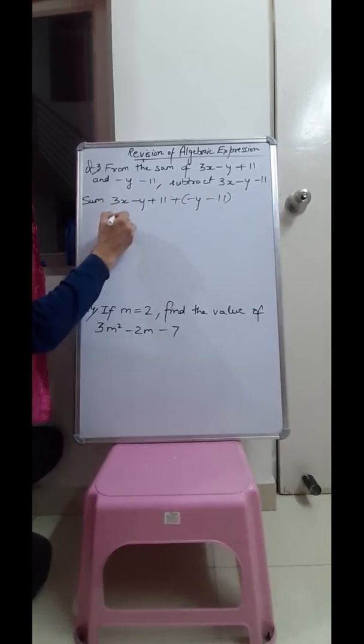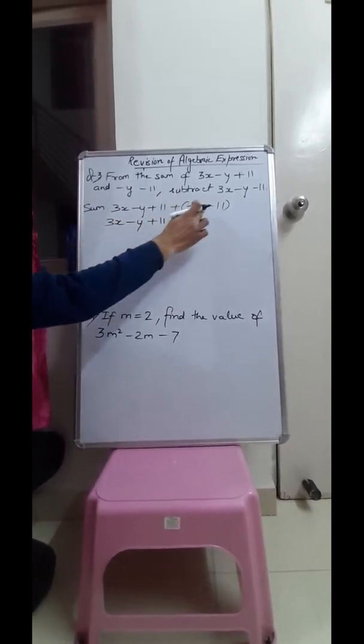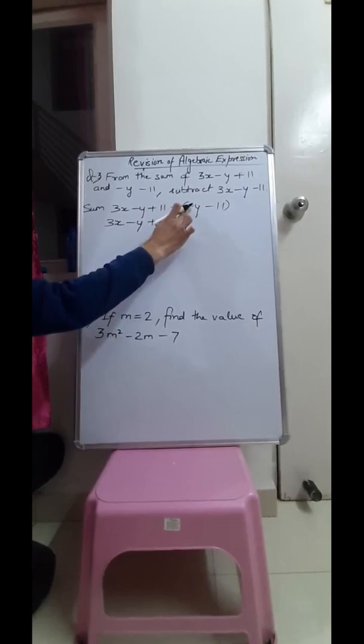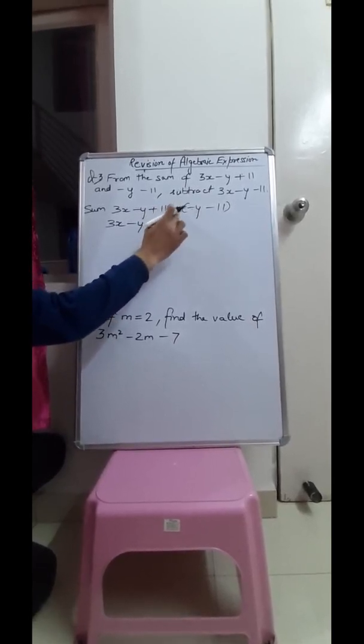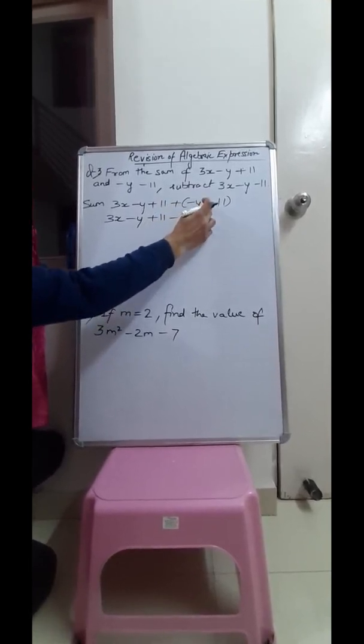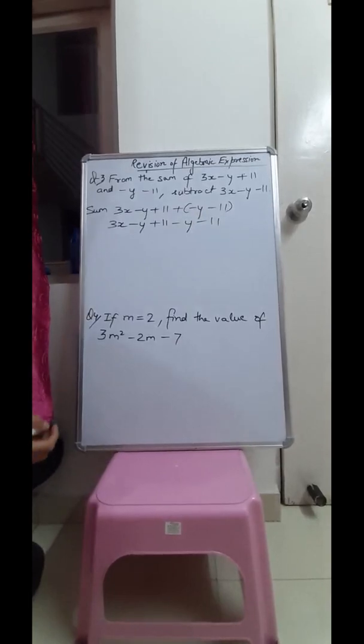So first I am going to remove the bracket, 3x minus y plus 11. When you remove the bracket, inside the bracket it is minus, but outside it is plus. So minus plus minus y, this also minus, so minus plus minus 11. Now I am going to arrange the like terms.